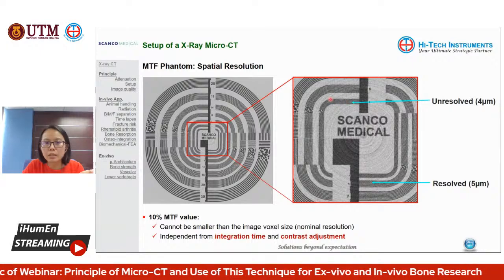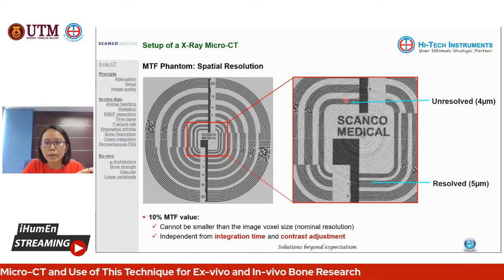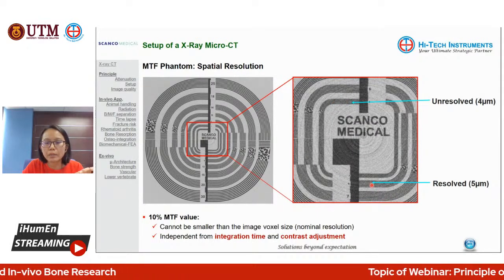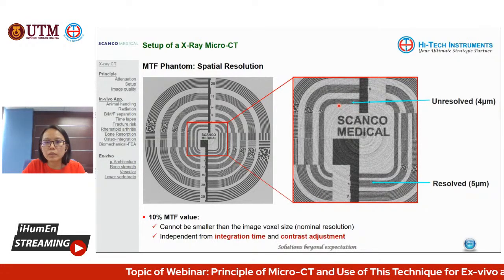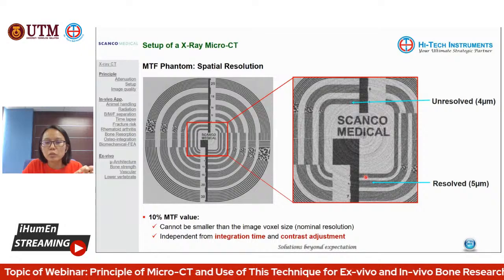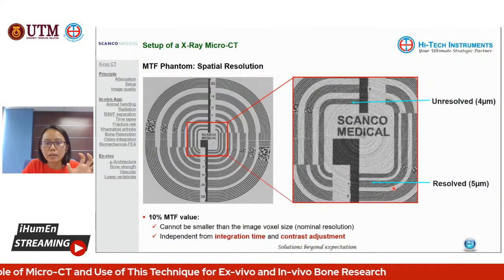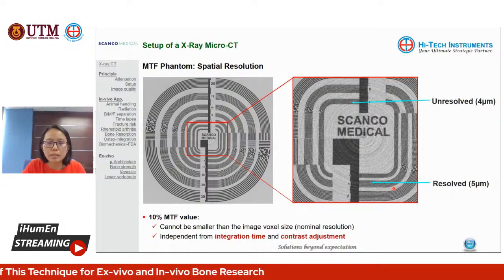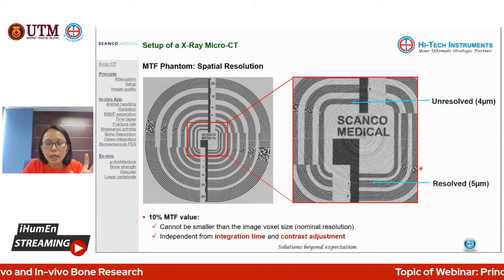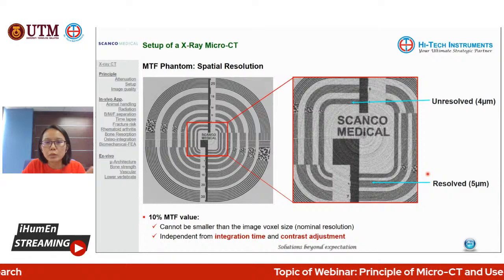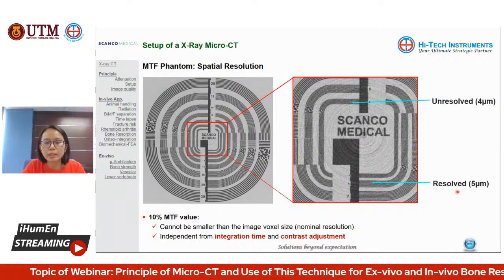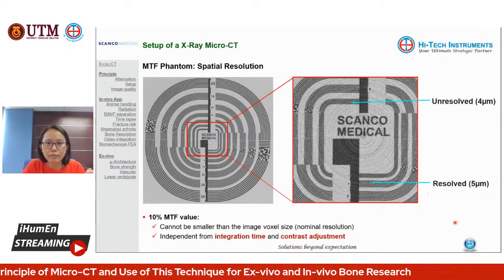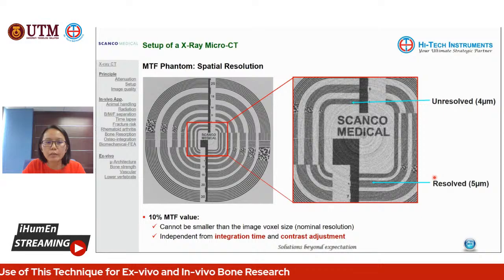For example, here is a 4 micrometer line gap, and here is a 5 micrometer line gap. When you zoom in, it is clear that the 4 micron is not resolved, whereas the 5 micron is resolved. So based on this, we can say that the effective resolution of this system is considered 5 micron. Basically, it's between 4 and 5 micron. That's why when you read the specification of a MicroCT, it will be written as less than 5 micron, because it's in between 4 and 5 micron.